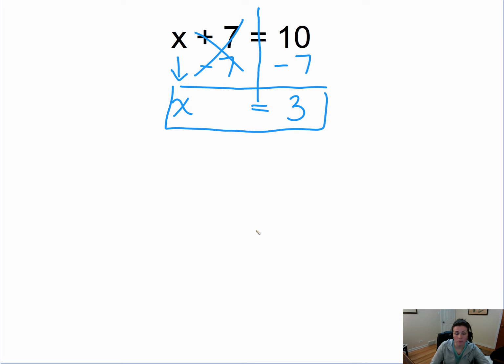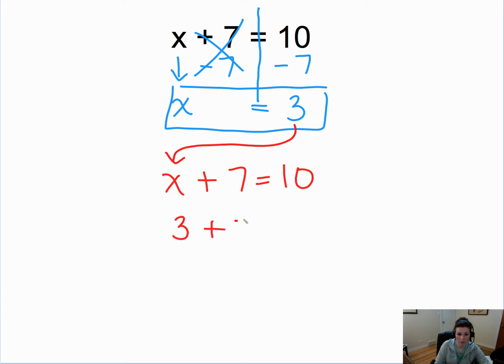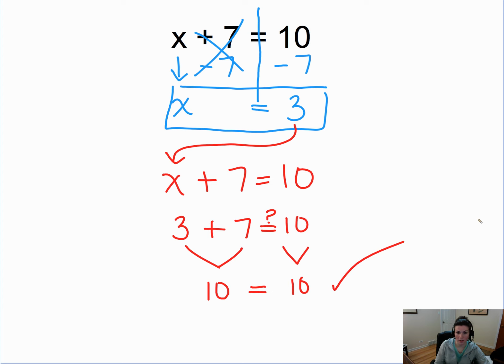Like I said though, easy in this problem, but make sure you get in the habit of checking your work. So what I do is I take the original problem, which was x plus 7 equals 10. But instead of x, I'll plug in what I think the answer is. So 3 plus 7, and I want to see, does that equal 10? 3 plus 7 would be 10. This is 10, and they are equal to each other, so we did it correctly.